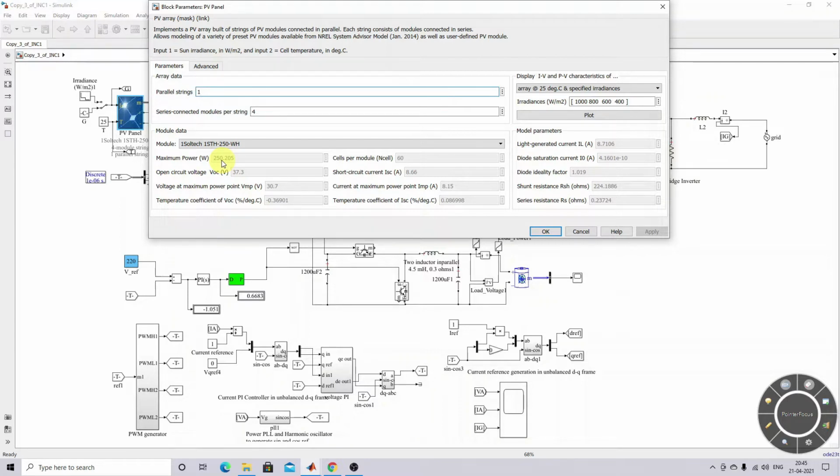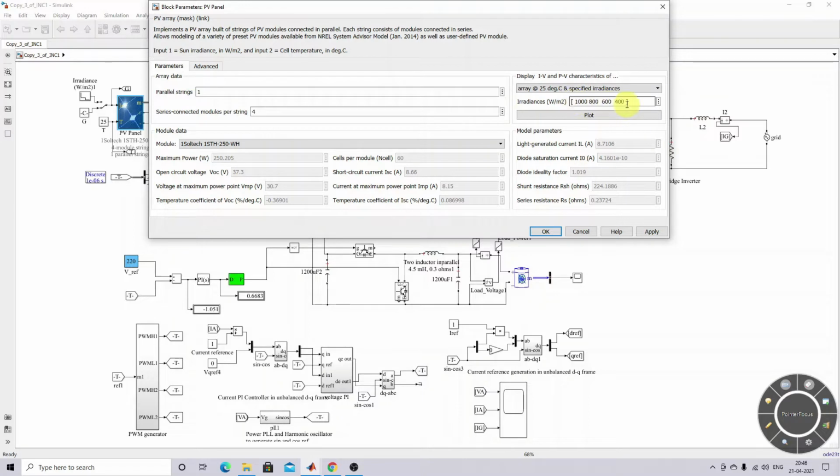Standard test condition is nothing but standard irradiation and standard temperature. Normally, standard irradiation is considered to be 1000 watts per meter square, and standard temperature is considered as 25 degrees Celsius. Also, we can see the PV and IV characteristics of this PV panel. We can choose this option, array at 25 degrees Celsius. So here I'm going to take temperature at 25 degrees Celsius.